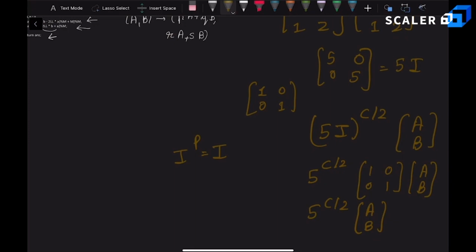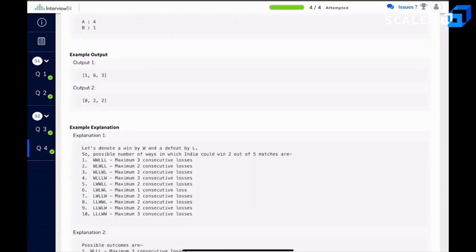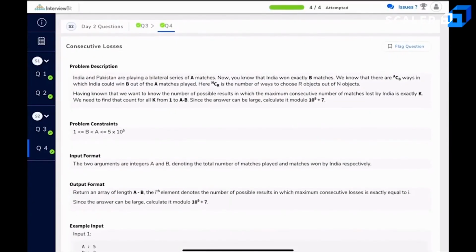So now let's look at the second problem, the hard problem. India and Pakistan are playing a bilateral series of A matches. Now you know that India won exactly B matches. We know that there are ACB ways in which India could win B out of the A matches played. Here NCR is the number of ways to select R objects out of N objects.